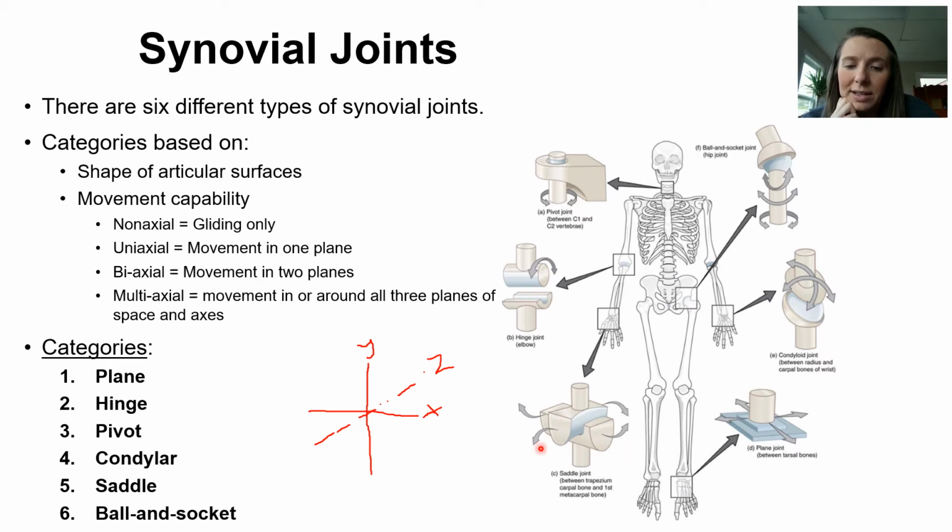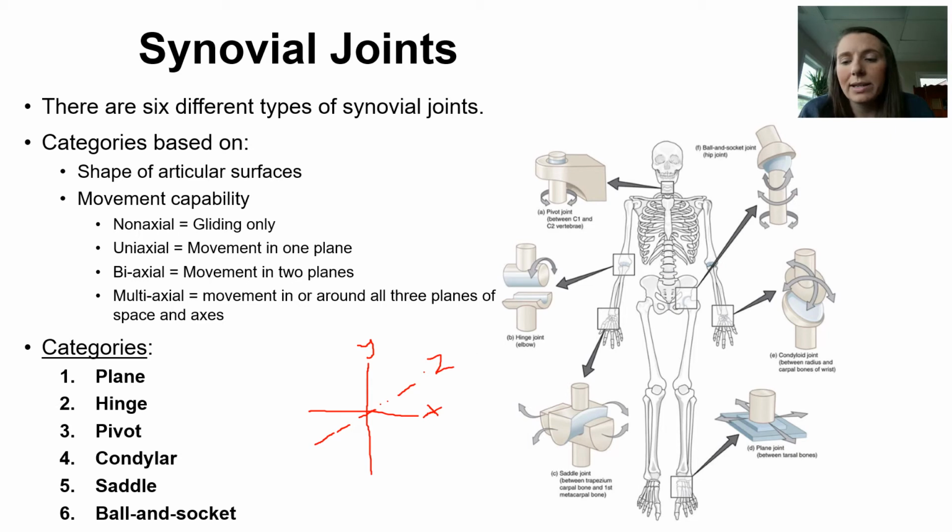And then finally, multi-axial movement refers to movement in or around all three planes of space and axes. The example for this one is our ball and socket joint. Ball and socket joints are present in the hip and also in the shoulder, and these allow us to have full 360-degree movement around all three planes.